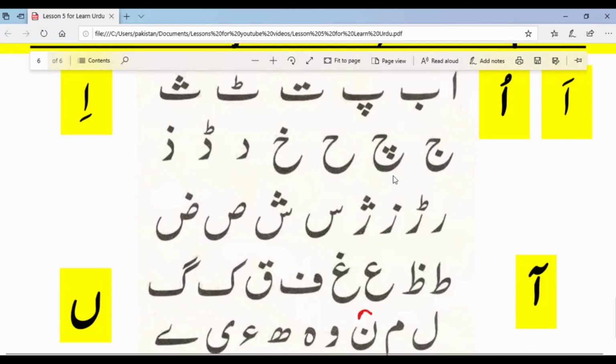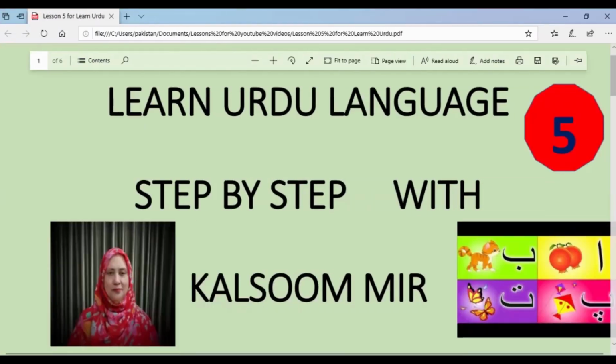Dear students, today you learned about short shapes of haruf-e-tahajji coming in the beginning and in the middle of the words. Then you learned the sounds of haruf with zabar, pesh and zer.